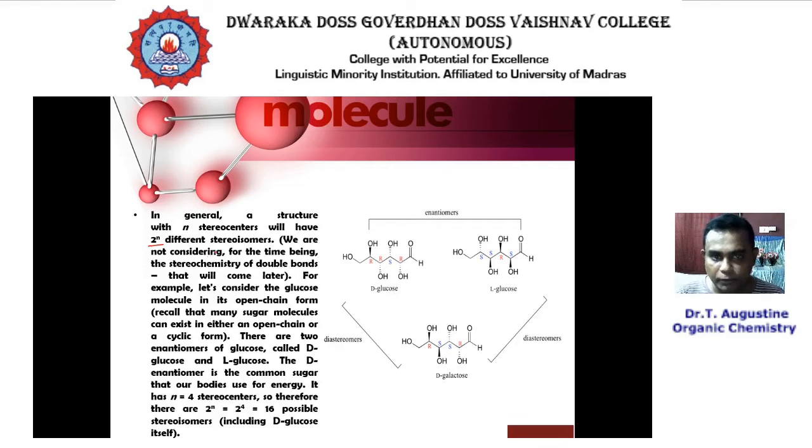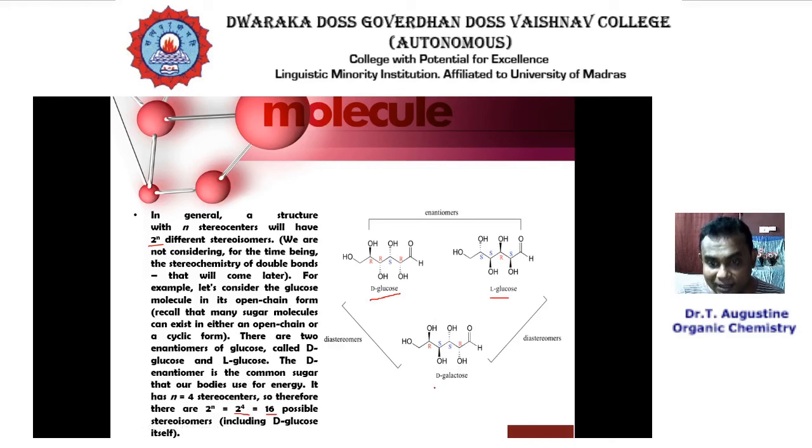For the time being, we are not considering the stereochemistry of double bonds. For example, let us consider the glucose molecule in its open chain form. Recall that many sugar molecules can exist in either open chain or cyclic form, like glucopyranose or fructofuranose. There are two enantiomers of glucose, D-glucose and L-glucose. The D-enantiomer is the common sugar that is present in our body and which is used for our energy. It has 4 stereocenters. Therefore, for glucose, 2^4, that is 16 stereoisomers, are possible, including D-glucose itself.